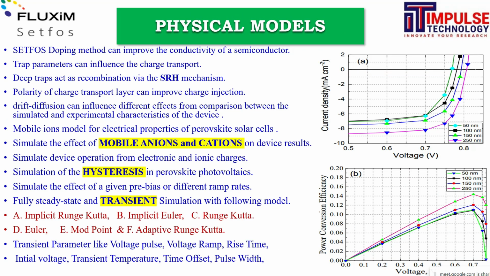And apart from that, in the drift diffusion model, we have some more physical models that need to be specified. If you want to define the semiconducting layer, then there is a doping model that can improve the conductivity of the semiconductor. Trap models are there that can influence the charge transport. Deep traps are also there as a recombination by the SRH mechanism. Polarity of the charge transport layer can improve the charge injection.